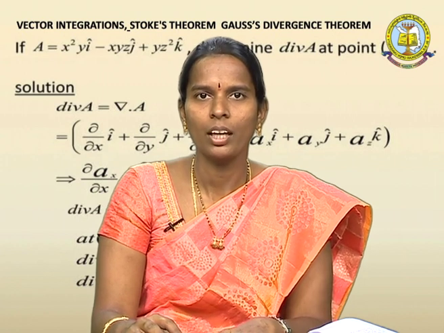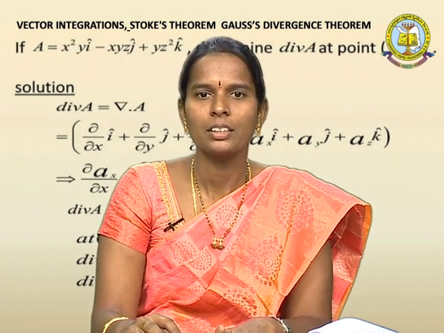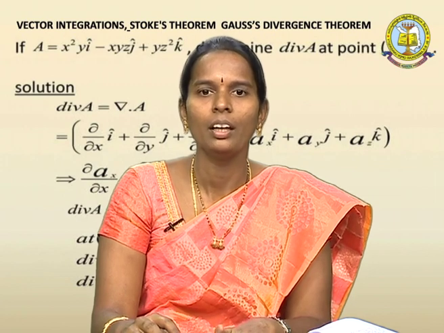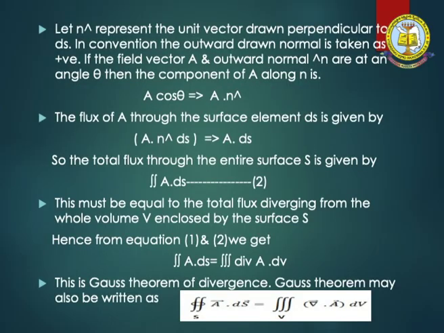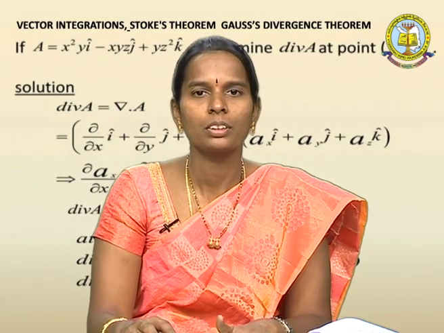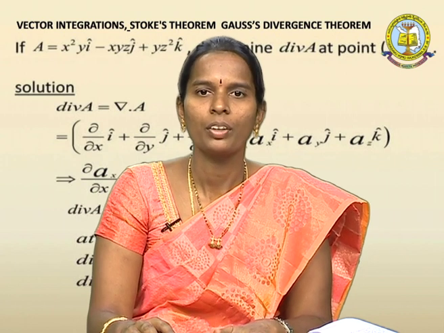Hence, from equations 1 and 2, the surface integral of A ds is equal to the volume integral of the divergence of A dV. This is the Gauss divergence theorem. The surface integral of a vector field over a closed surface is equal to the volume integration of the divergence of the vector field over the enclosed volume. That is the proof of the Gauss divergence theorem. Div A means del dot A. The surface integral of A ds is equal to the volume integration of del dot A into dV. Next, we take problems on divergence and curl.